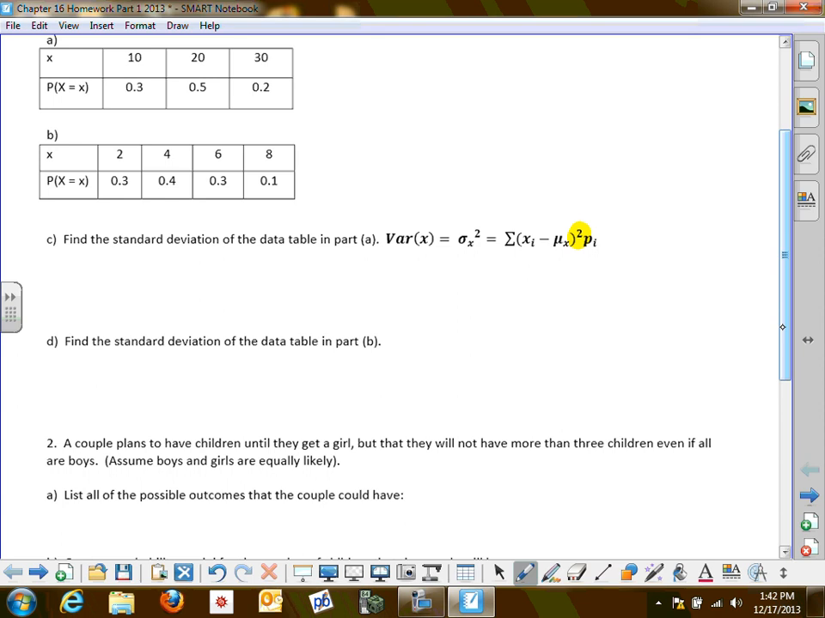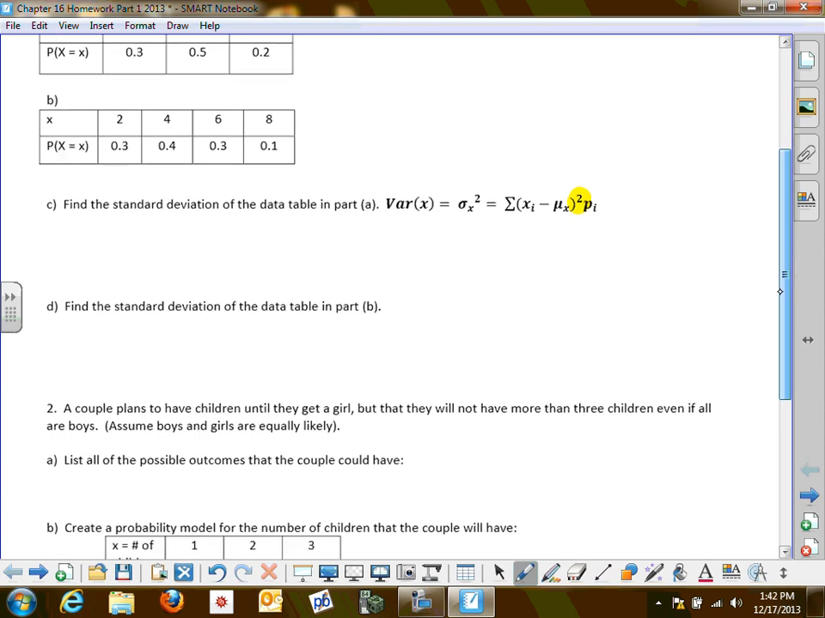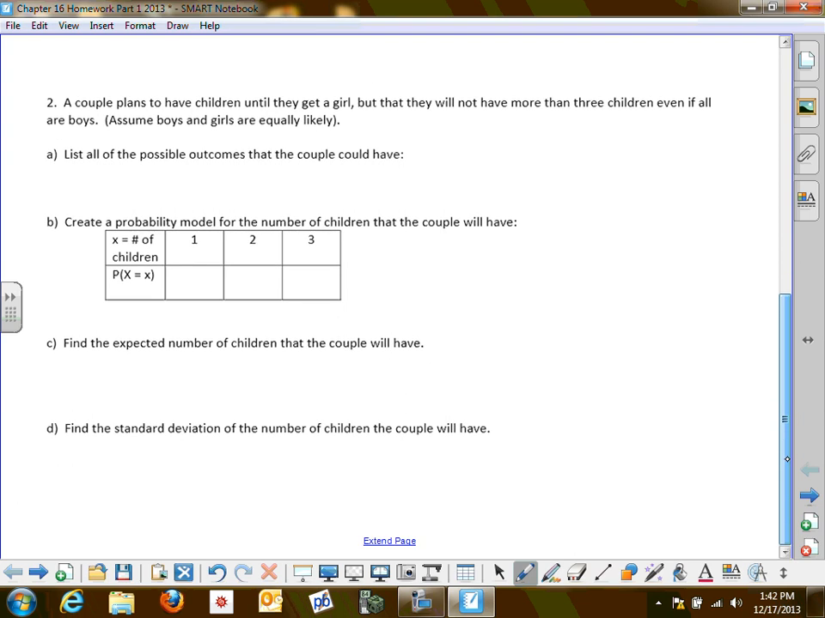The other correction is number 2C. So go down to number 2C. The question should read, find the expected number of children, not the expected number of boys. Find the expected number of children that the couple will have. Okay, that's all the corrections, but we're going to do this probability model together, and a probability model for number 3, just because these are kind of the more difficult things to come up with, these charts. So we're going to do that together.